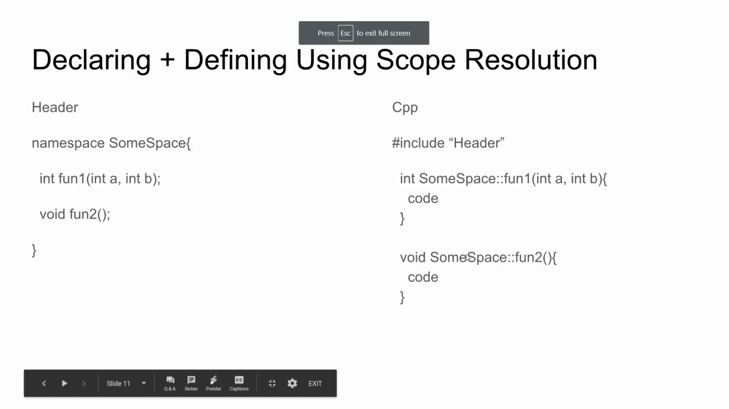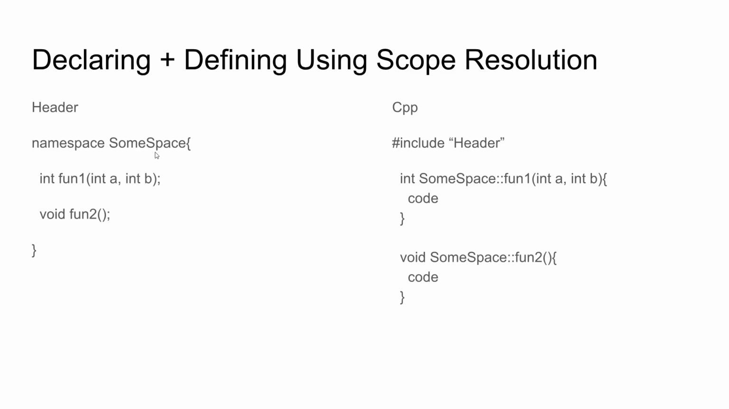The other option, which is the one that CLion's probably going to push you towards, is using the scope resolution operator. So again, the header file is identical, but now over here on the right-hand side, you say explicitly what space this function is inside. So inside of some space, function 1. So I'm defining the function 1 inside of some space.